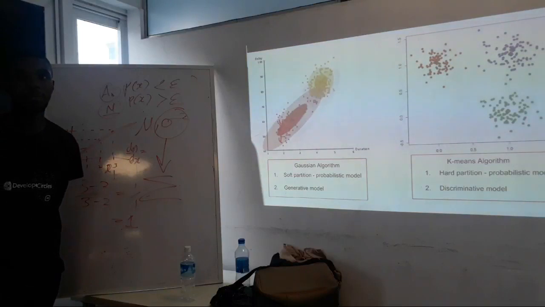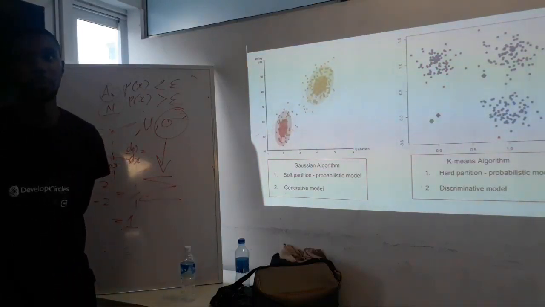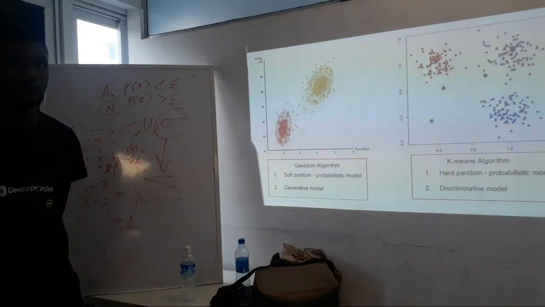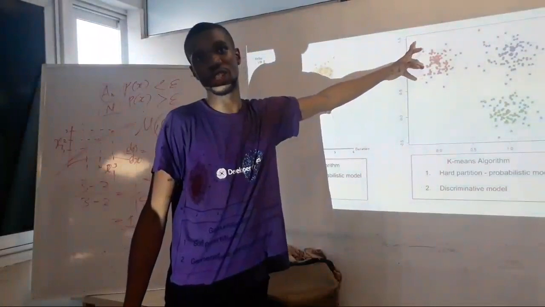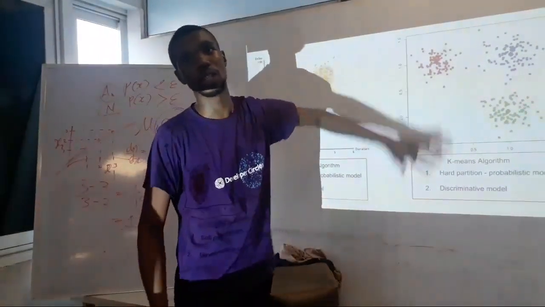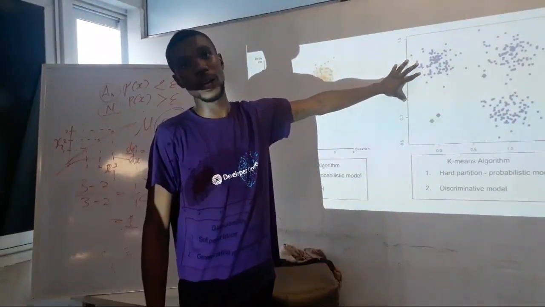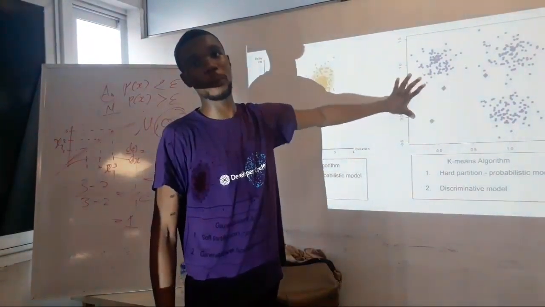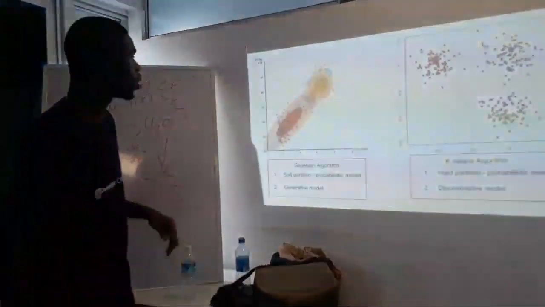The way it works basically, you randomly initialize your centroids. Then from there, you group the data points around each centroid. Then you update your centroid by getting the average. You do that over and over again.